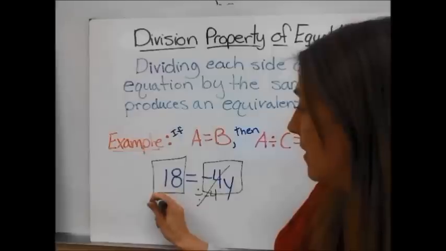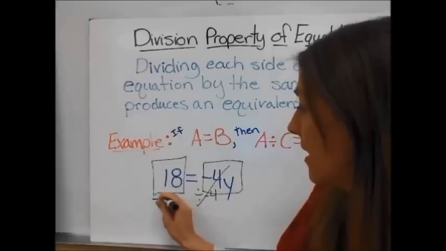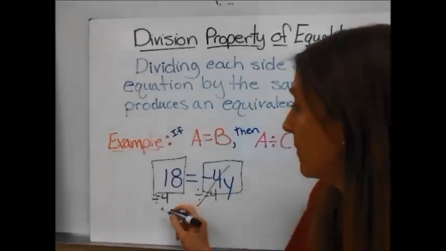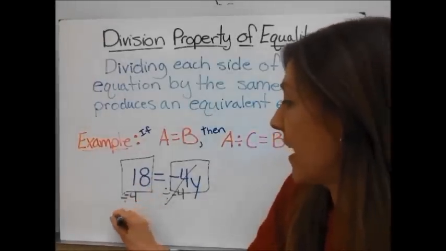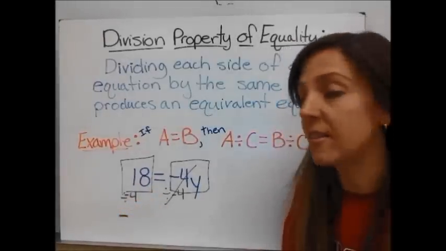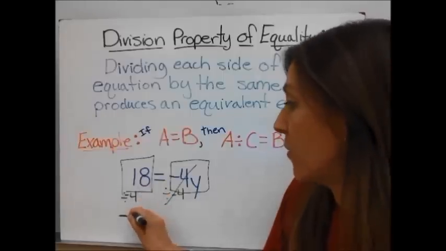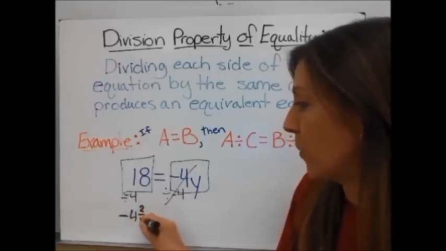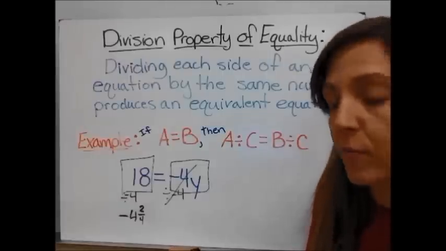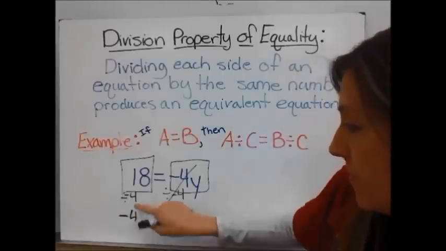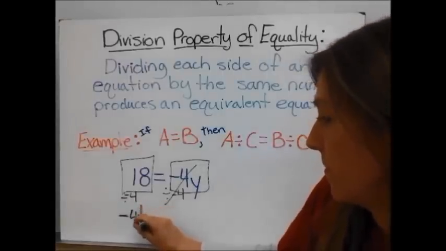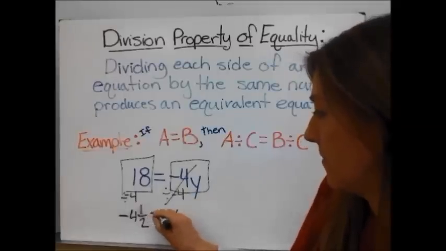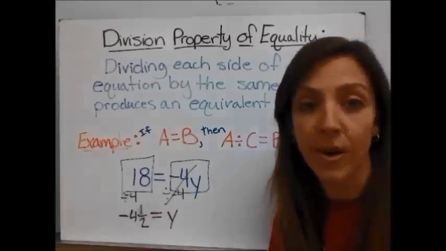And I'm going to do the same to this side. 18 divided by a negative 4 is going to give me a negative, because a positive divided by a negative is a negative. And I'm going to end up with 4 goes into 18 4 times with 2 left over out of 4, which is the same as negative 4 and 1/2. And then I have y left on the right. So y equals negative 4.5.